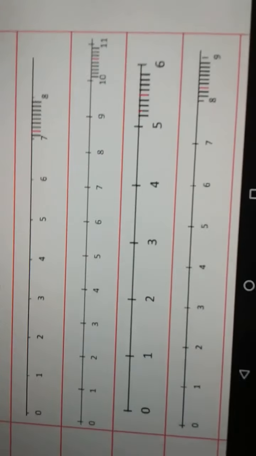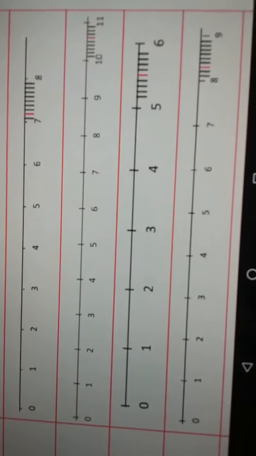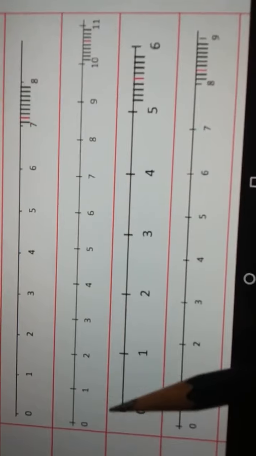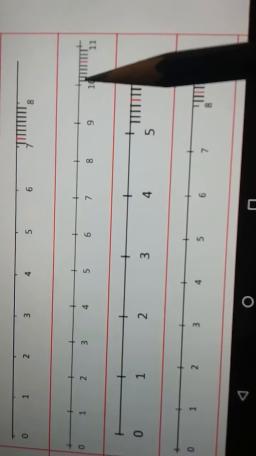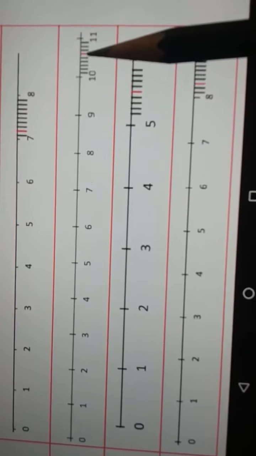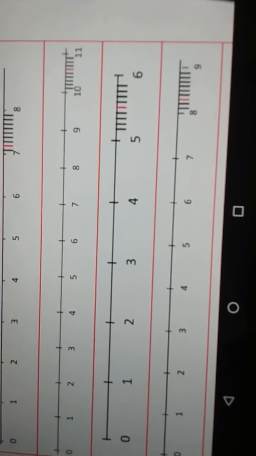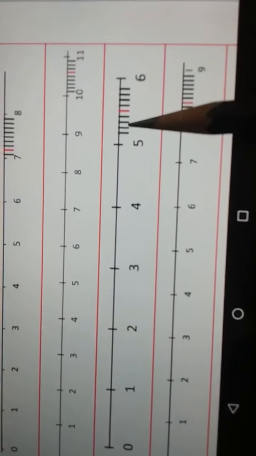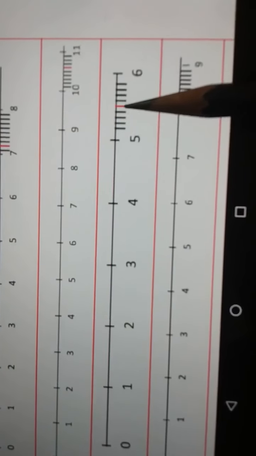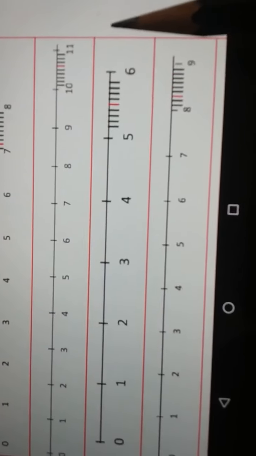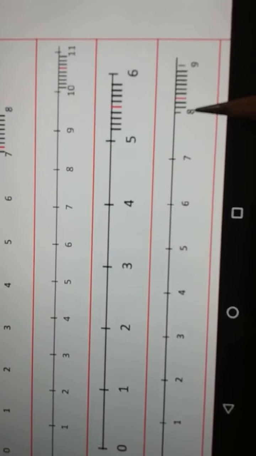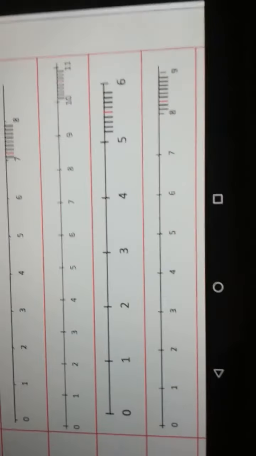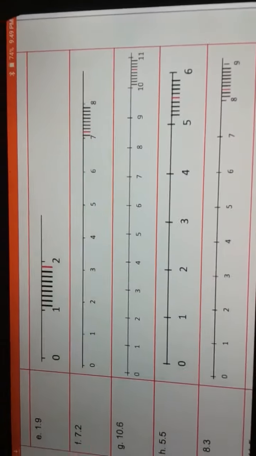Okay. Now 10.6 same as it is. 10.6 also. 1, 2, 3, 4, 5 and 6. Red marks is there. 5.6. So in that 1, 2, 3, 4 and 5. 5.5 is there. 8.3. Same as it is. Now look at this everyone and write it down in your notebook.